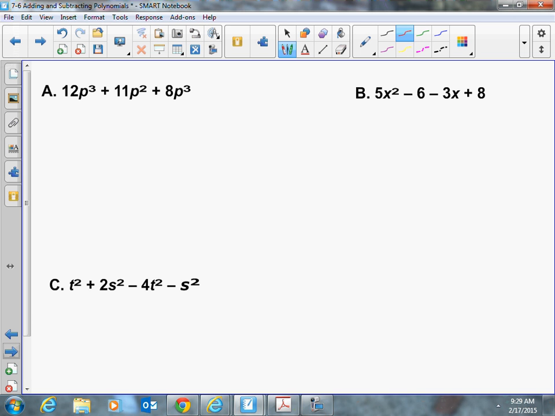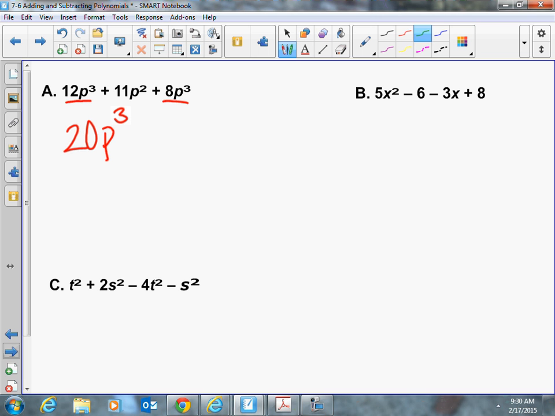So what I'm going to do is go through and look for all of my like terms. So 12p to the third and 8p to the third are like terms. They're both p's raised to the third power. That is not a like term with the 11p squared. It's still a p, but the exponent is a 2. Because the exponent is a 2, it's a completely different term. It's not a like term. So I combine the coefficients. I add 12 plus 8 to get 20, and I keep the p cubed exactly as is.